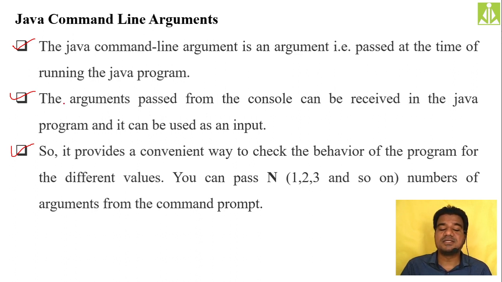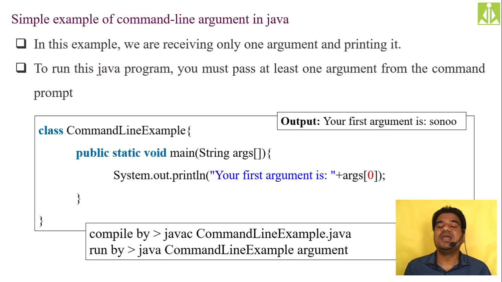So you can pass n number of arguments from the command line. There is no limit that you can pass only this many number of command line arguments. Okay, it is up to n. That means as many command line arguments as you want to pass to the Java program, that many input values you can pass to the Java program. Hopefully you understood.